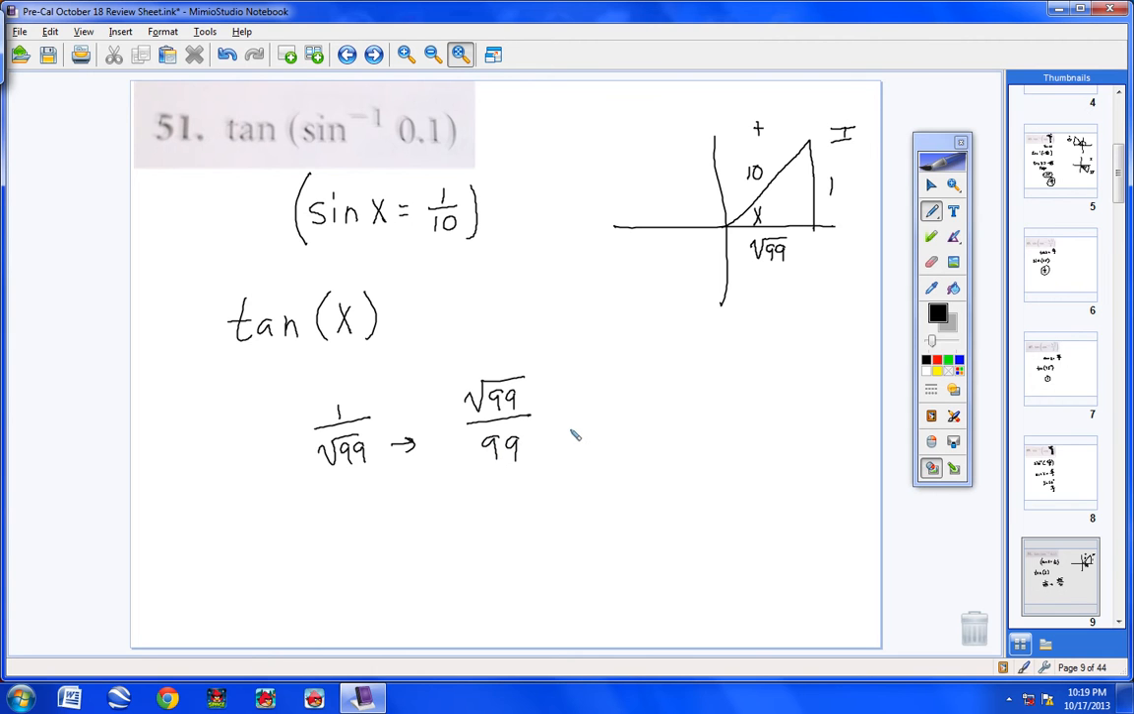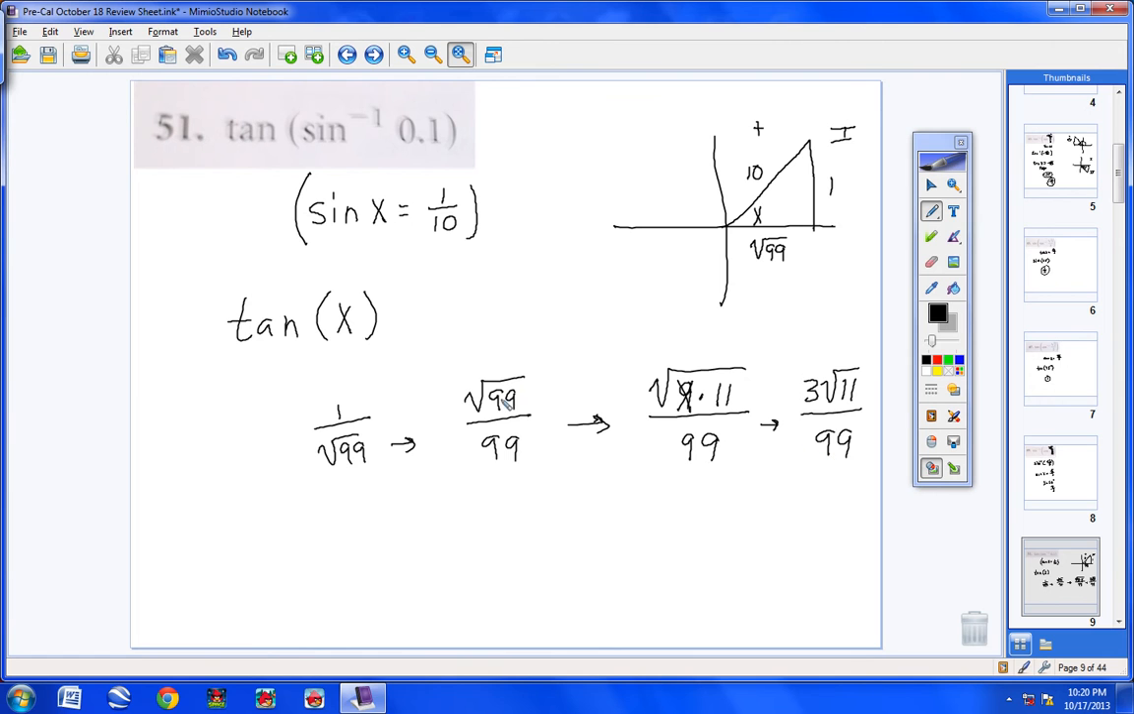Now watch what I do next. You have to learn to do this. 99 can be broken down. Remember, 9 times 11 is 99. Do you see that? 9 times 11 is 99. Now, the reason I chose these two numbers is I know the square root of one of them. I know the square root of 9. So now I can cross off 9 and take the square root of 9, and that's 3. So I put a 3 on the outside. I'm left with 11 on the inside, and I still have a 99 on the bottom.